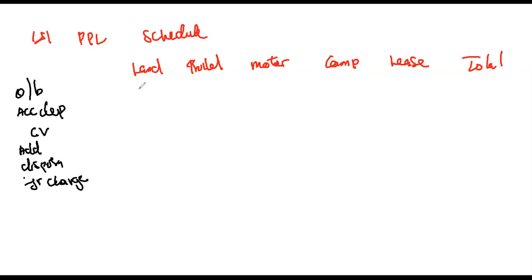So what was the opening balance for land? For land, we were told it was 40. For buildings, it was 200. For motor, it was 90. For computer, it was 30. For the lease, at first we don't know. We are going to the note because there's a note on the list. Any accumulated depreciation, you bring it here and you less it.